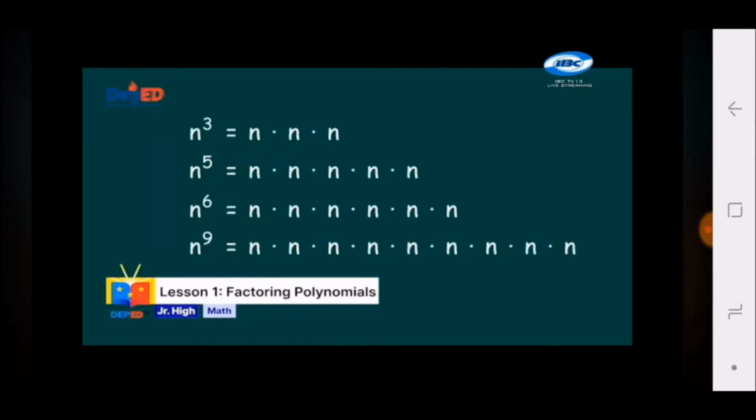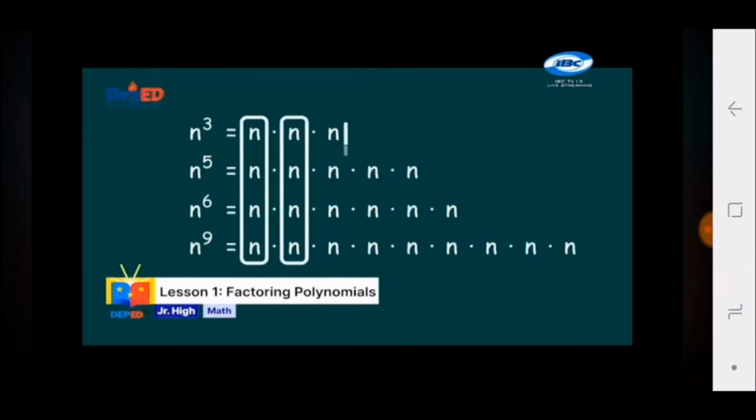Same goes for the expression n raised to 5. It is equivalent to the product of n written 5 times. Also with the other expressions. What did you observe? How many n is common in the factors? The greatest common factor is n cubed, or n raised to 3, from n times n times n.